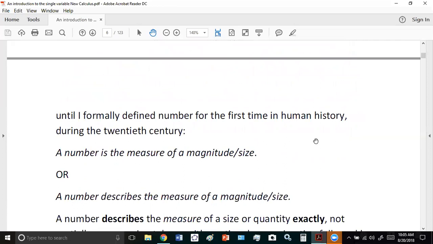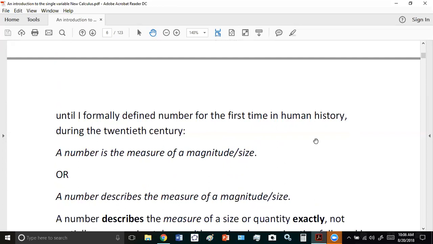A number describes the measure of a magnitude or a size. A magnitude is like a size. It's not like a size, it is a size. It's just an idea. It's the question one asks when one thinks about size. How big is it? How small is it? How fat is it? How stupid are you? How clever are you? How tall? How short? You get it?